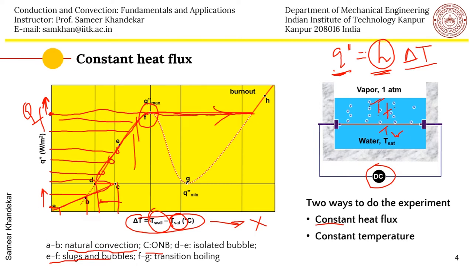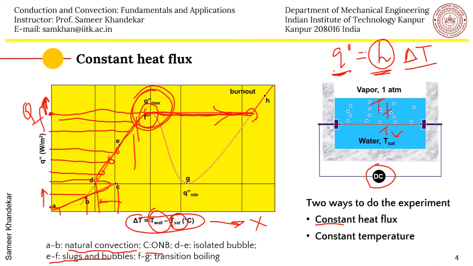So what is happening here is called the critical heat flux, that is the Q double dot max, and from F to G, from this point onwards, the film boiling will start. After a while, of course, the temperature of the wire will become so hot that it may lead to a burnout.